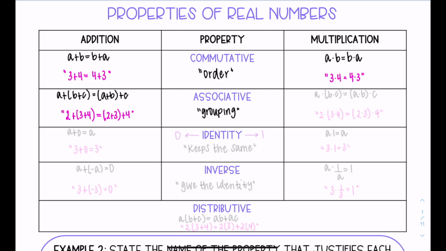The same thing goes for multiplication. So if I were to multiply B and C first and then multiply by A, that's the same thing as multiplying A and B first and then multiplying by C. So 2 times 3 times 4 is the same thing as 2 times 3 times 4. We get 24 in either case.